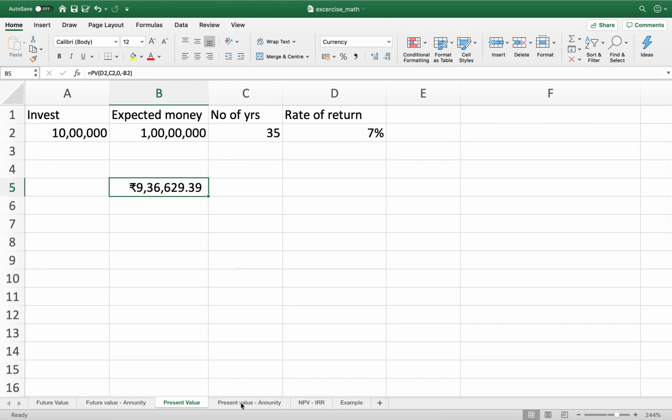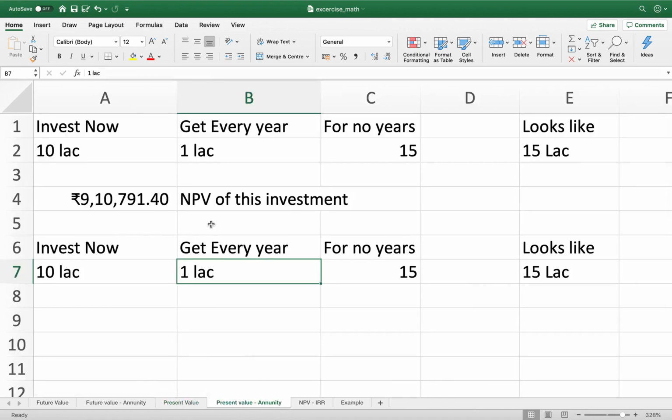Now, you learnt about one-time payment, then multiple interval payments, which we called annuity in future value. Similarly, you can calculate the annuity of the present value. So here you have a situation where someone asks you for 10 lakh rupees, and then they tell you that, okay, if you give me 10 lakh rupees right now, I'll keep on giving you 1 lakh rupee every year for the next 15 years. Now what do you think?